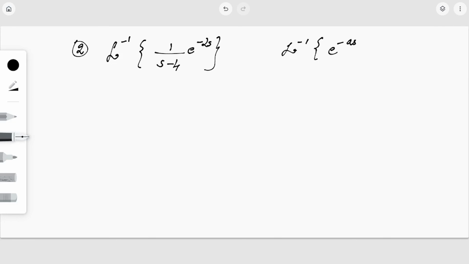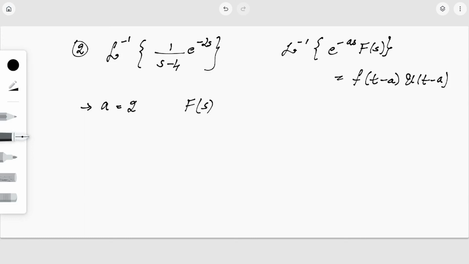Next one is to find the inverse of 1 by s minus 4 into e raised to minus 2s. Okay, so this is nothing but in the form L inverse of e raised to minus as into F of s, and we know that is equal to f of t minus a into u of t minus a. So first we have to determine what a is. So here a is 2, and our F of s is nothing but 1 by s minus 4.